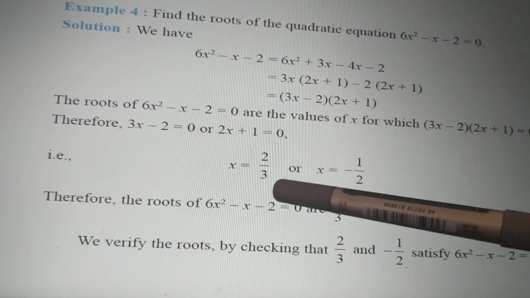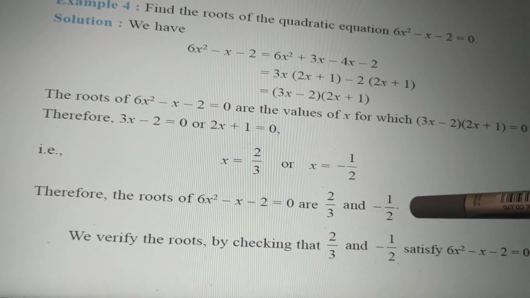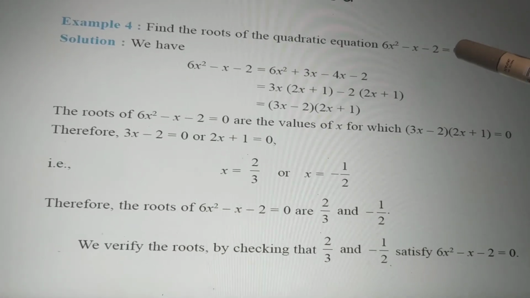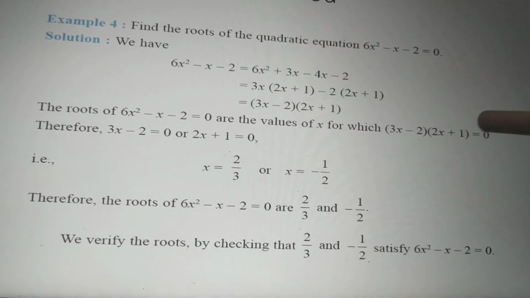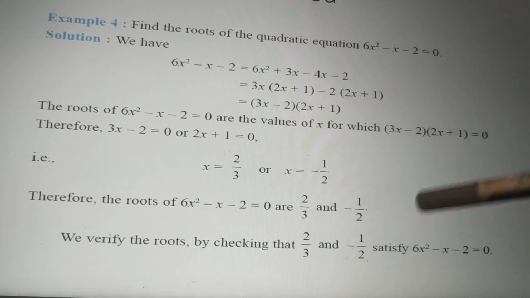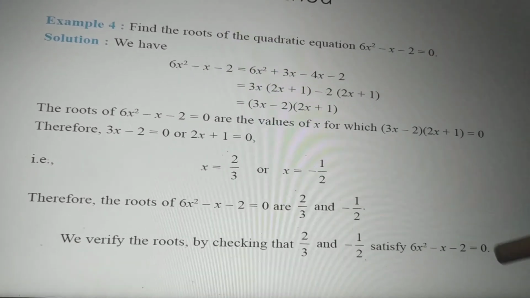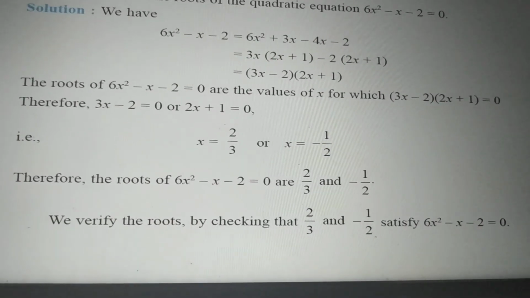That means 2 upon 3 and minus 1 upon 2 are the roots of the quadratic equation 6x square minus x minus 2. We can verify the roots by checking. Whenever we put these roots in this equation, the answer must be 0. So you can check your roots also.